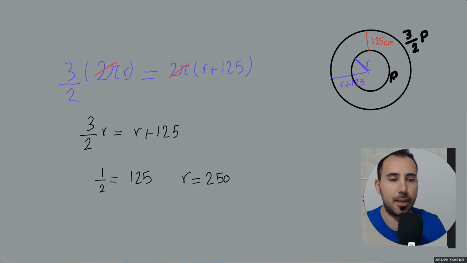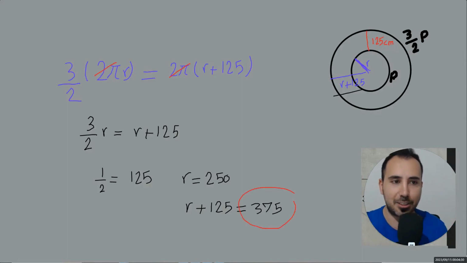But remember, this one is the small one. The question is asking for the large radius, this one. So we just have to find r plus 125, which would be 375. So this is the right answer. I did this question for the senior level, but I forgot that they will tilt because they are on a level ground.